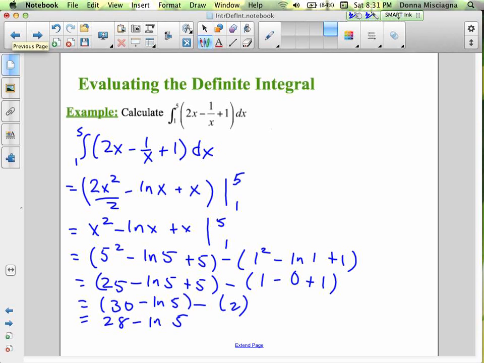Yeah, we don't get natural logs with the limit of Riemann sums. And that's our final answer.